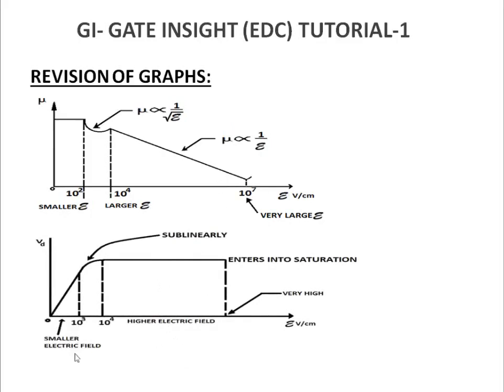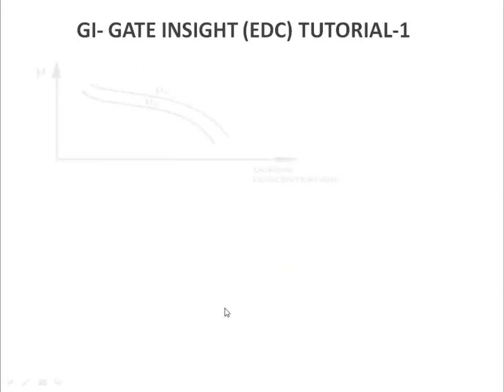Next we have the relationship between Vd and E. As I've told you, the mobility is constant for small electric fields, so because of that there is a proportional relationship between Vd and E. So there is a linear increase as the electric field increases, the Vd also increases, and then there is a sublinear change. After that, Vd becomes constant because as electric field is increasing, the mobility decreases. So one is increasing and one is decreasing. So Vd becomes constant. And when higher electric field is applied, then Vd enters into saturation.